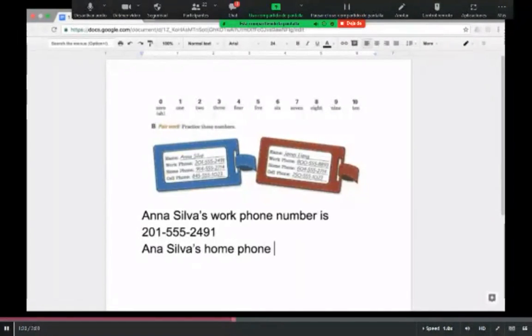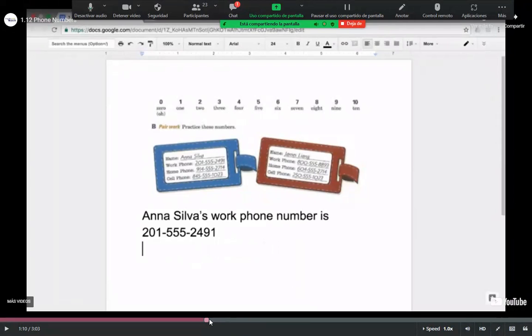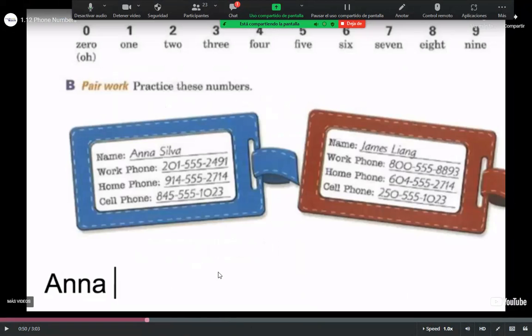Home phone number. Now, guys, remember that we have work phone number. Repeat. Work phone number. For example, what's your work phone number? Oh, my work phone number is such, such, and such. Right? ¿Es el teléfono de dónde? Del trabajo. Correcto.